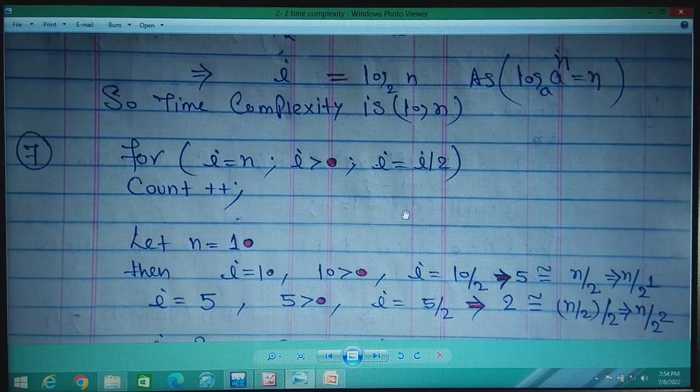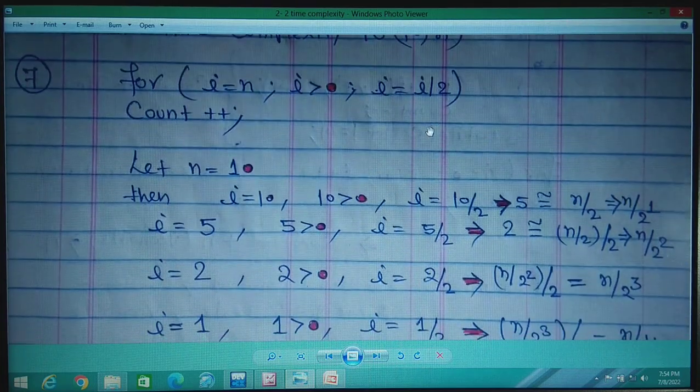Now the seventh interesting example: for i is equal to n, i is greater than 0, and i is equal to i upon 2. So this time we have changed this one. Now count plus plus. Now the question is, how many times will this count plus plus execute? This is the question. So how to find it?